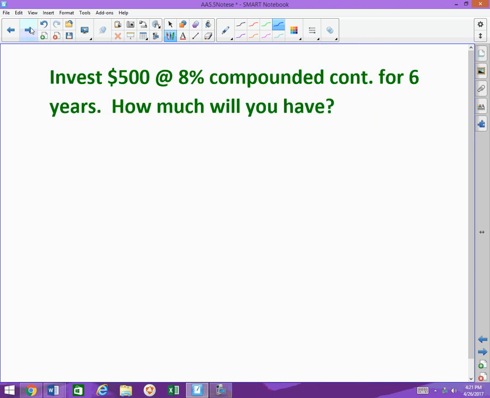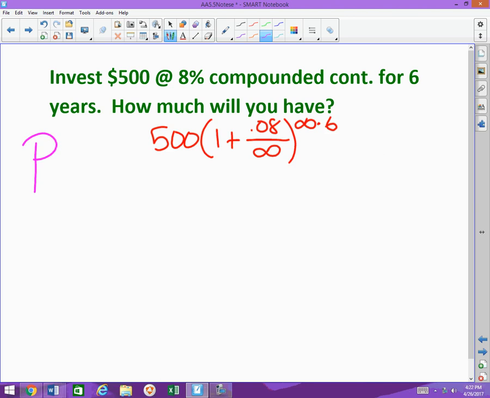So then, how do you use it if you're dealing with something along this line? Investing $500 at 8% compounded continuously for 6 years, how much will you have? Well, if you set this up, it would be 500 times 1 plus 0.08 over infinity to the infinity times 6. Okay, well, can't do that. That's where E comes into play.